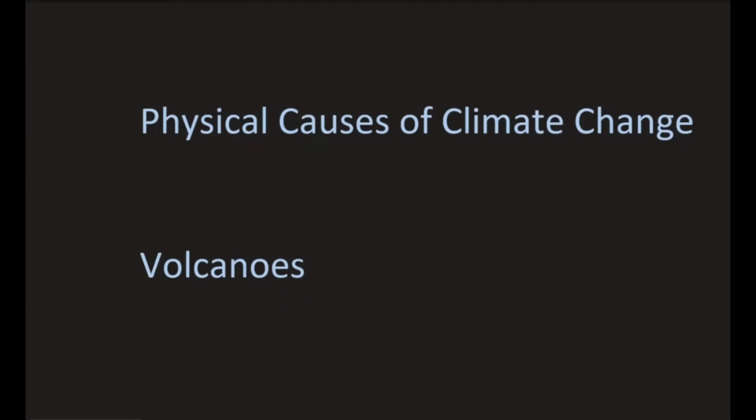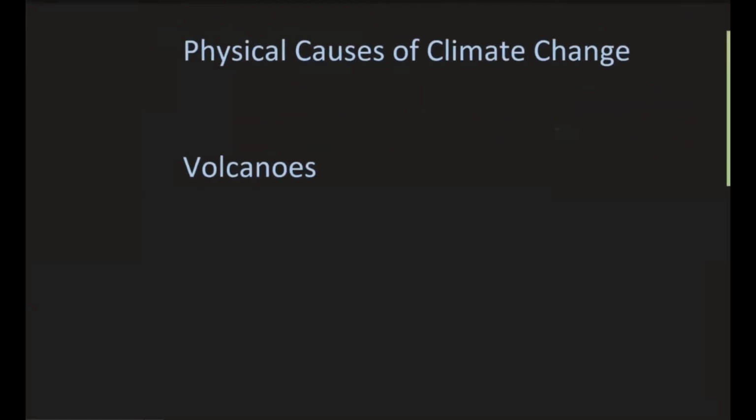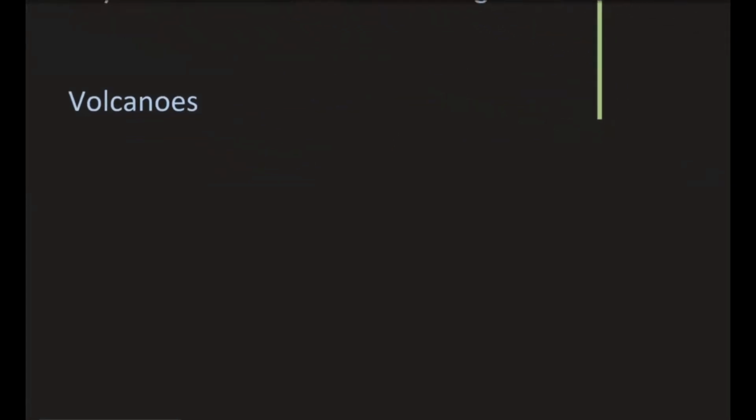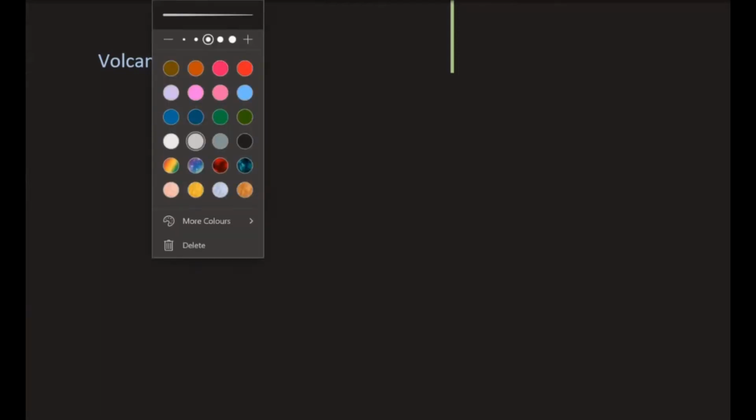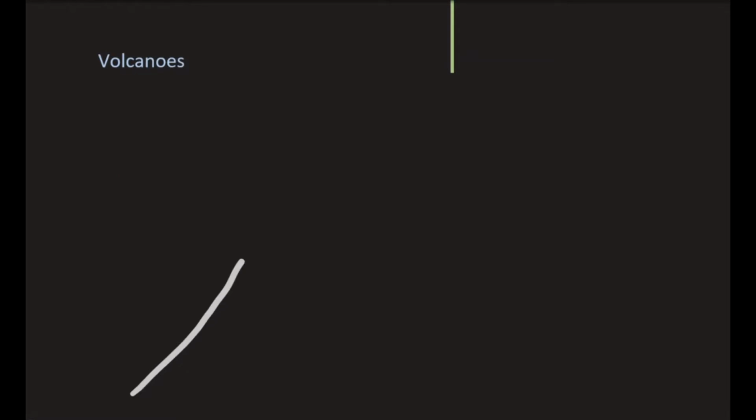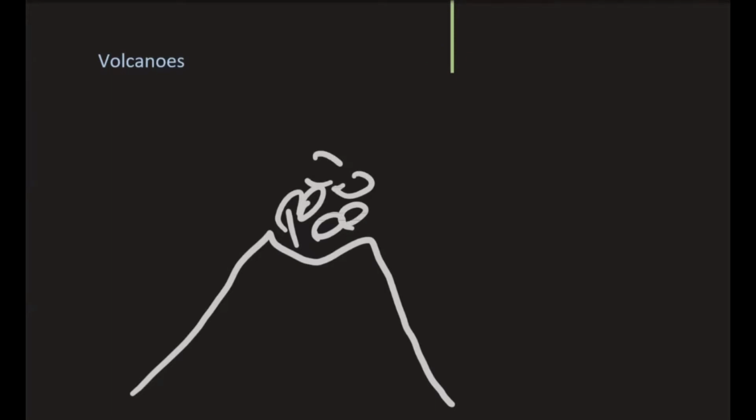So, physical causes of climate change: volcanoes. Now, this is quite a difficult one. There's a diagram there. We'll maybe come to that in a sec. So, how a volcano actually works in terms of climate change. Let's change this to grey. So, we have our volcano here, and then it starts to explode and put lots of gas up into there.